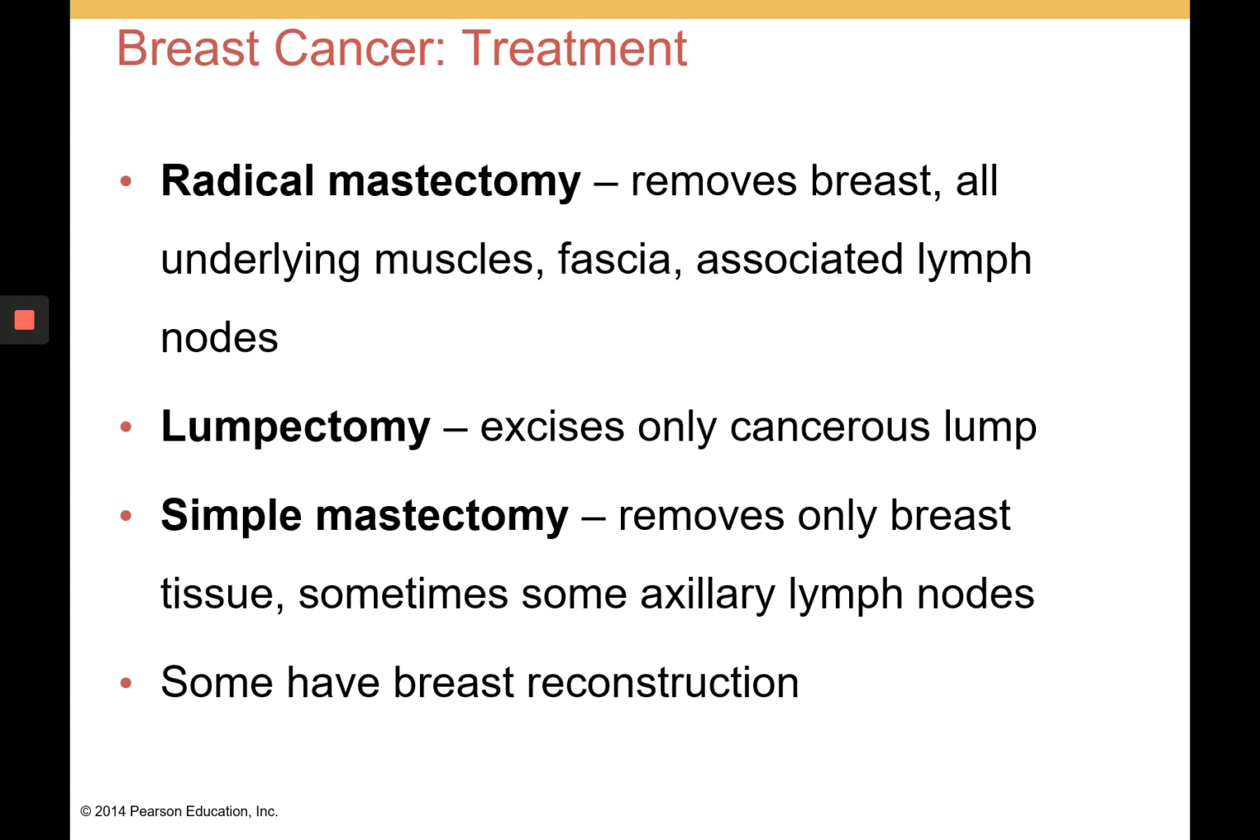However, most of the treatments do involve surgery, and there is a radical mastectomy, lumpectomy, or simple mastectomy that can be chosen from. A radical mastectomy removes not only the breast, but all underlying muscles, the fascia, and associated lymph nodes, such as those that are in your armpits, so the axillary lymph nodes, whereas a lumpectomy would just excise or cut out the cancerous lump, and a simple mastectomy would remove only the breast tissue and sometimes some axillary lymph nodes if they've become infected. And it is optional to have breast reconstruction.